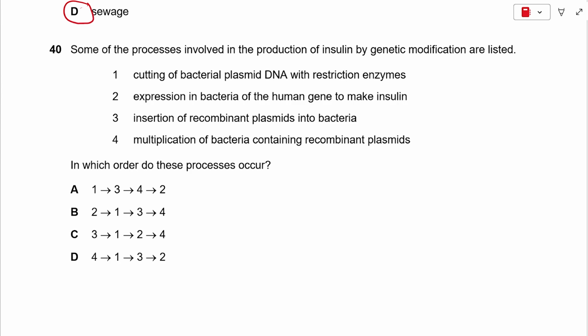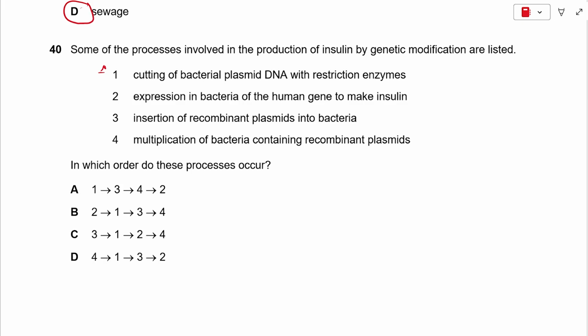Number 40 says, some of the processes involved in production of insulin by genetic modification are listed. One is cutting of bacterial plasmid with restriction enzymes, expression in bacteria of the human gene to make insulin, insertion of recombinant plasmids into bacteria, multiplication of bacteria containing recombinant plasmids. In which order do the processes take place? So first of all, when we are doing this genetic modification, we need to cut the desired DNAs using what? Restriction enzymes. So that should be point number 1. Cutting bacterial plasmids using restriction enzyme. This is the first as it appears over here.